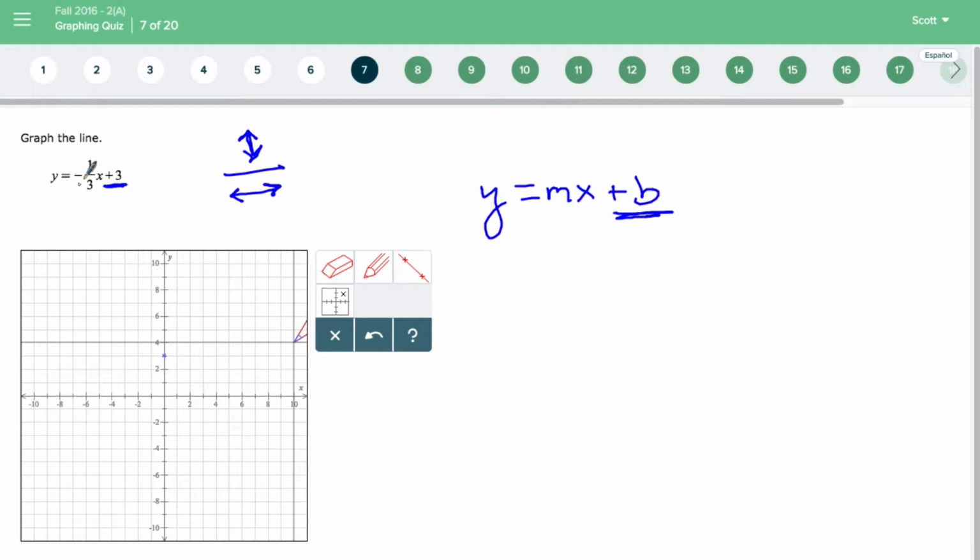This negative right here can go with either number. It doesn't matter. So I'm going to put it with the 3 this time. And that tells me from this point, I go up 1, okay, positive 1. So from this point I go up 1 and then negative 3. Just like that. And then I can just connect those 2 dots. Remember, rise over run. Okay, that's my slope. That's what slope is.